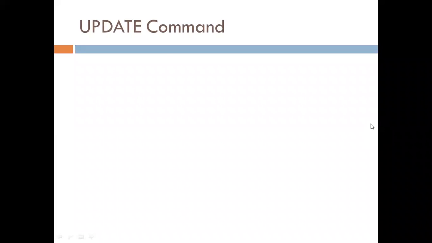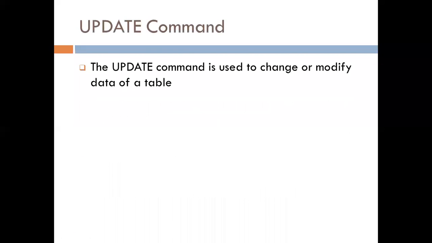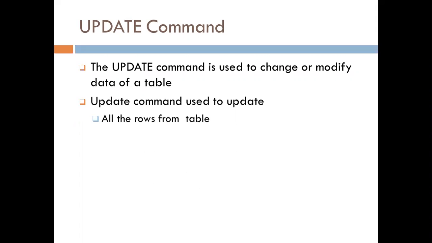Now the next command is the update command. The update command is used to change or modify data of a table. It is used to update all the rows from the table or selected rows from the table. If we want to update all the rows from the table, at that time no need to pass any condition. But if we want to update selected records from the table, at that time it is compulsory to pass the condition. So there are two syntaxes.